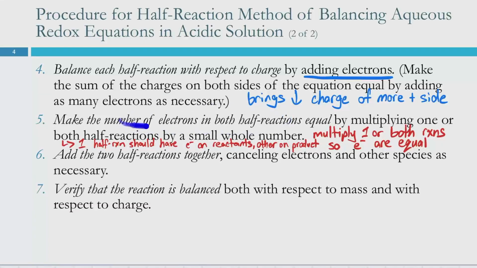Once the number of electrons on both sides is equal, so one on the reactant, the other on the product, we can add the two half reactions together. We're going to cancel out electrons and other species, other chemicals, as necessary. The electrons should always cancel completely.